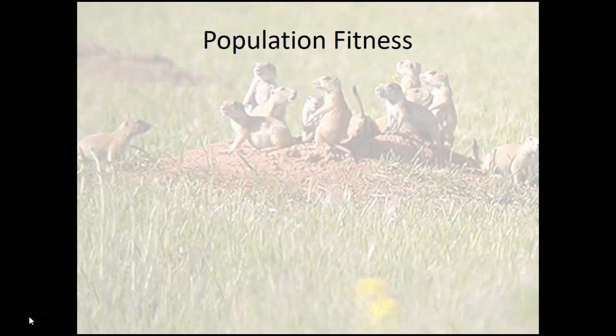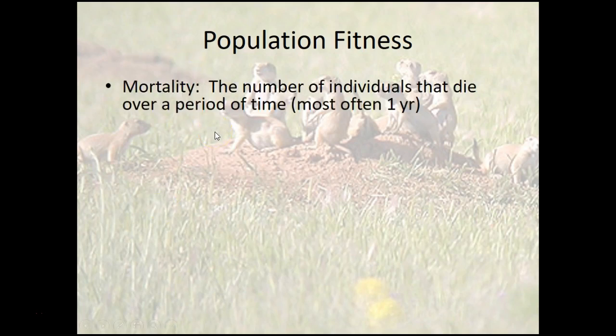Okay, one last little reminder on what contributes to the overall fitness of a population. We just went through how to add members to the population, more immigration and recruitment through natality. But we also have to look at the other side of the spectrum, mortality. So the number of individuals that die over a period of time, usually we reference 1 year, but it could also be measured over one season if you have a dominant season of mortality.